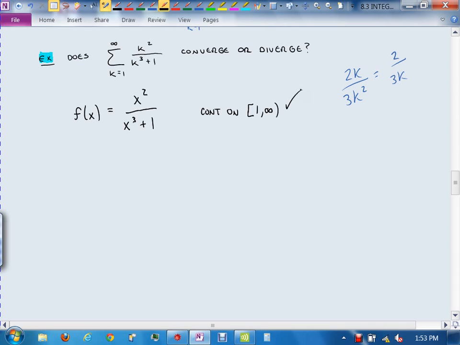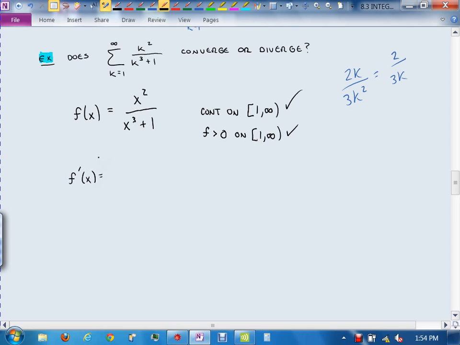Is it a positive function? Is it greater than 0? Well, the numerator is always greater than 0. The denominator is always greater than 0 as long as I'm plugging in positive numbers, right? So this function is always greater than 0 on the interval 1 to infinity. So I've got that. I'm writing it down and making sure I'm checking these things. It's like a checklist. What's the last thing on my checklist? Does it decrease? And how do you find if it decreases? Derivative. So what's the derivative of this function?